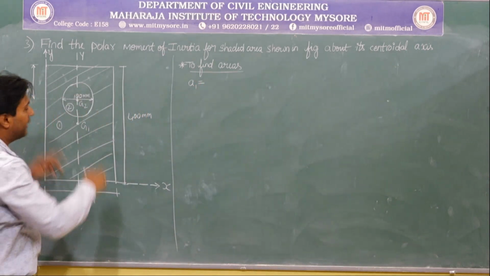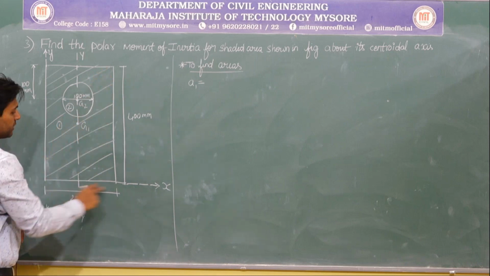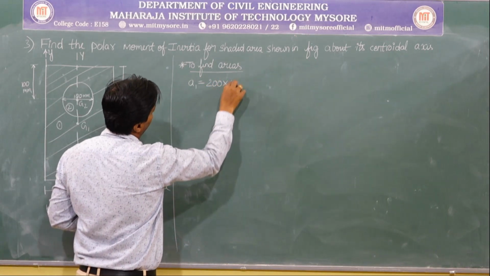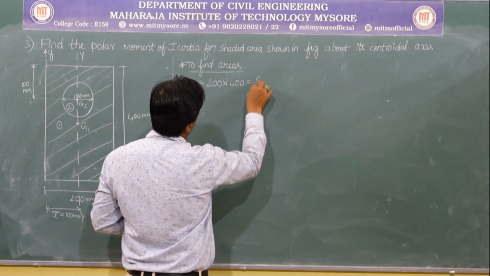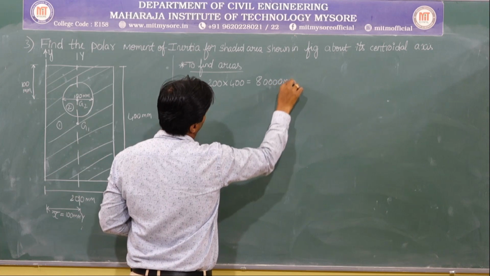As I have taken A1 as the rectangle, it is breadth into depth. So that is 200 into 400, which is 80,000 mm square.